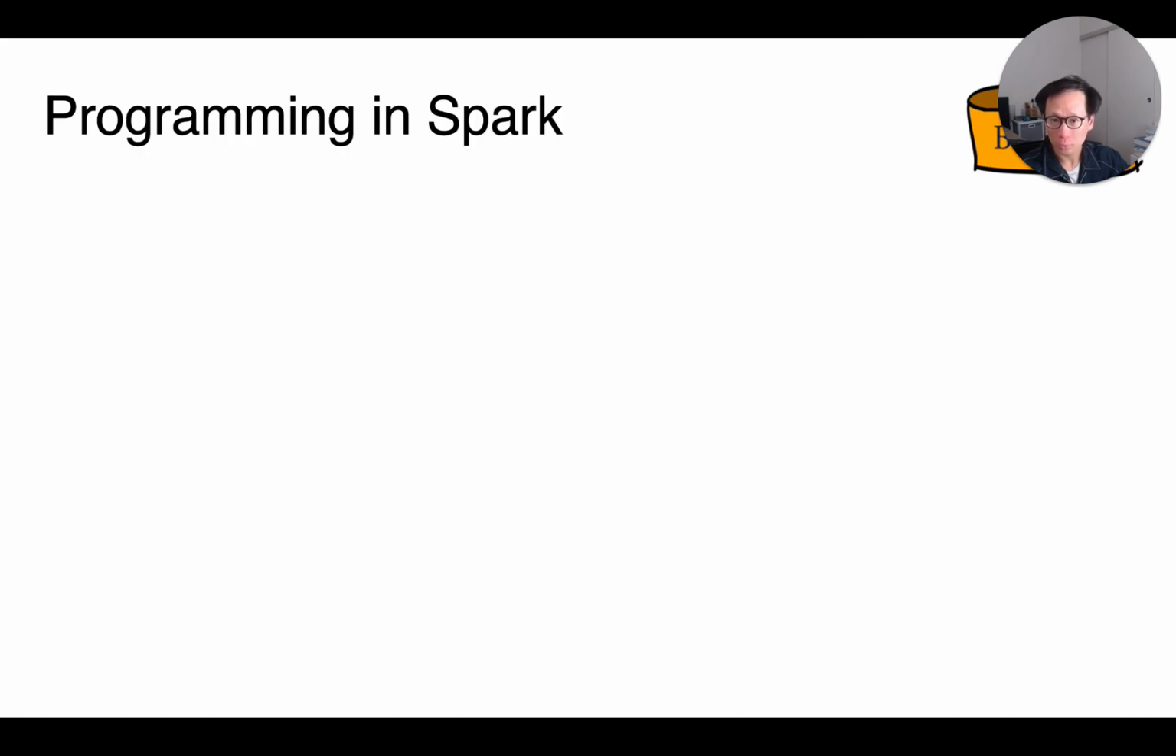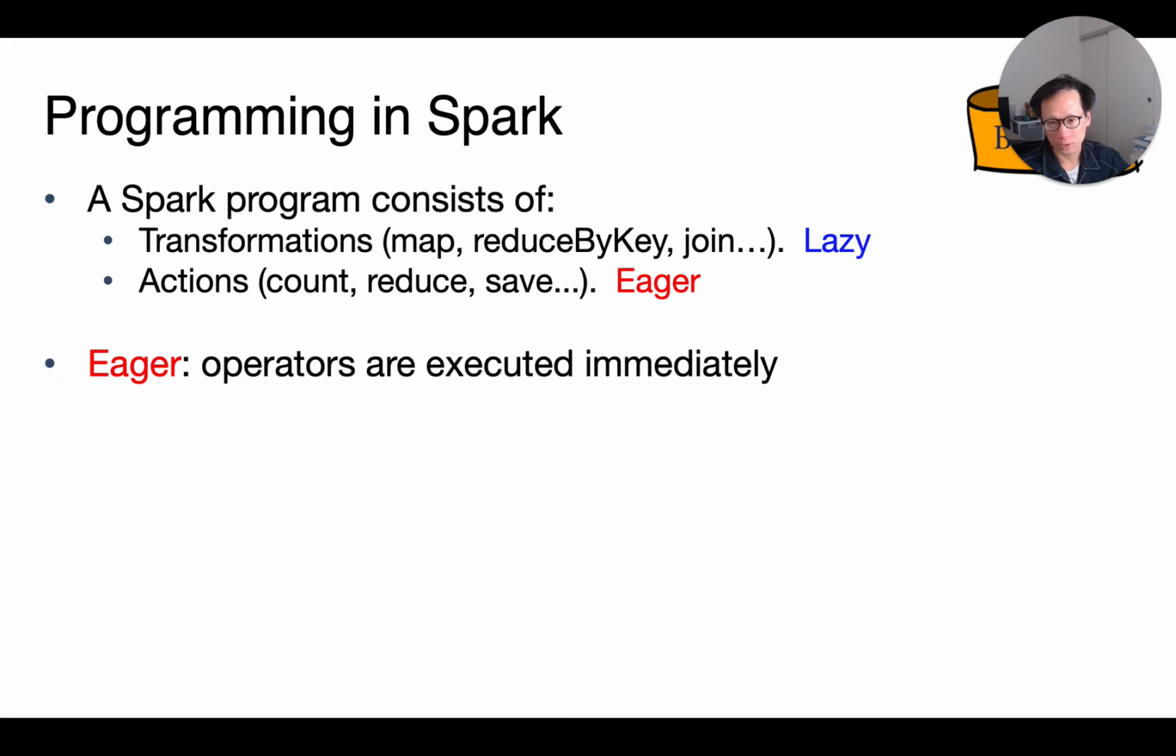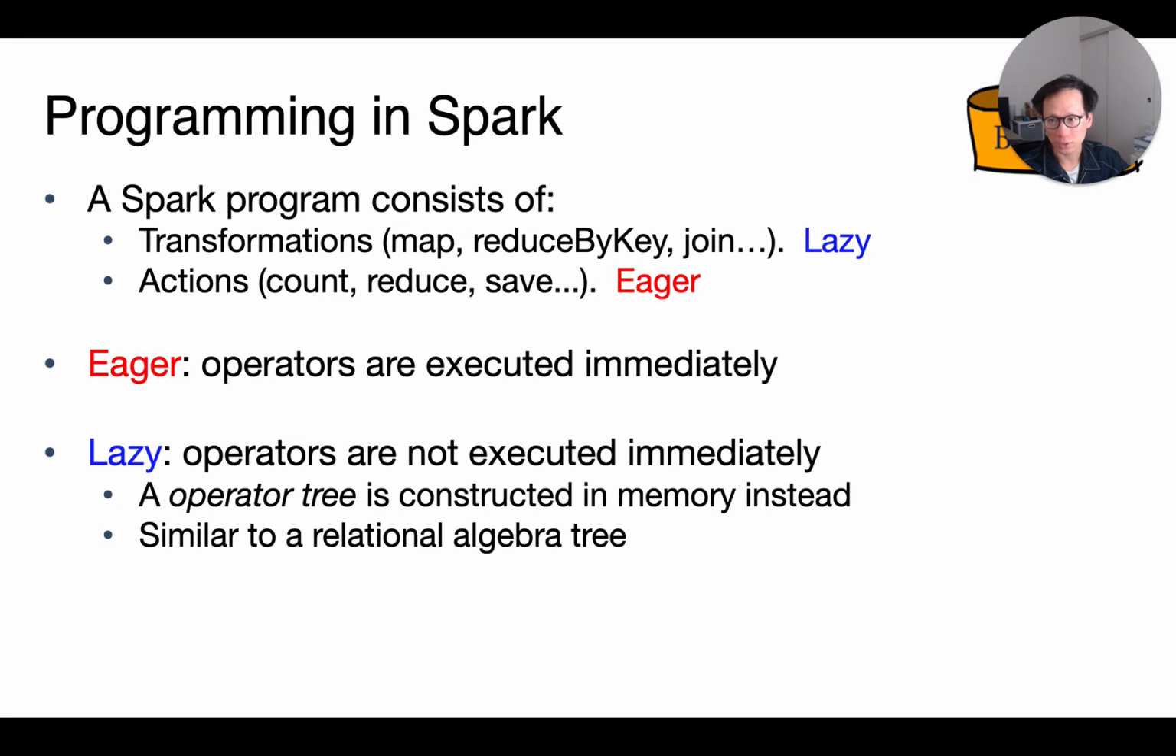Now, unlike MapReduce that consists of mappers and reducers, each program in Spark consists of operators. And operators are categorized into transformations and actions. Actions are eager operators that are executed immediately when called. Transformations, on the other hand, are lazy and they are not executed immediately. What does that mean? That means we just record it in the lineage log and we don't actually carry out the function just yet.